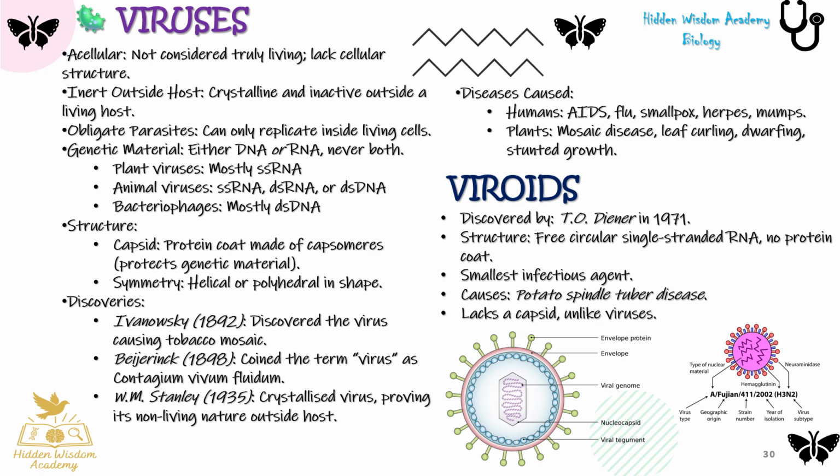Viroids. Discovered by T. O. Diener in 1971. Structure of viroids: free circular single-stranded RNA, they have no protein coat. Smallest infectious agent. It causes potato spindle tuber disease. It lacks a capsid, unlike viruses.